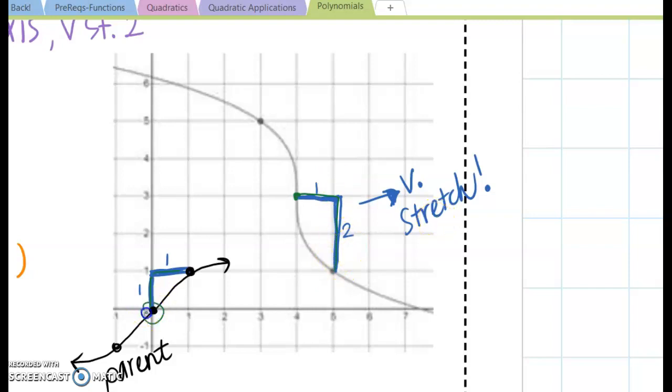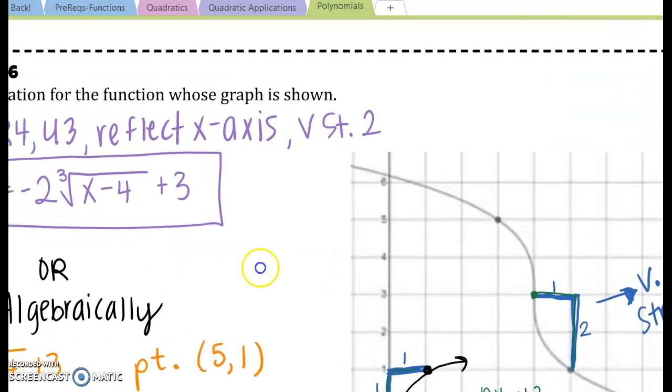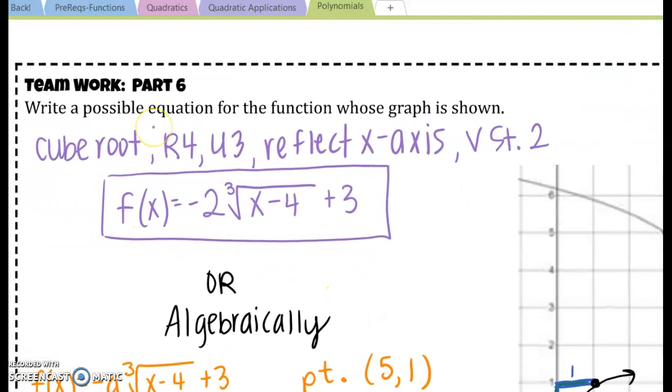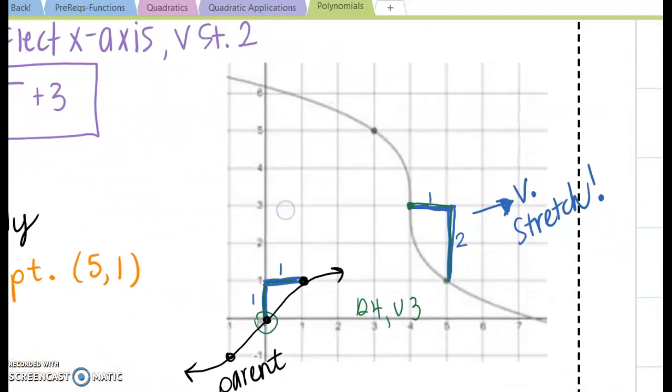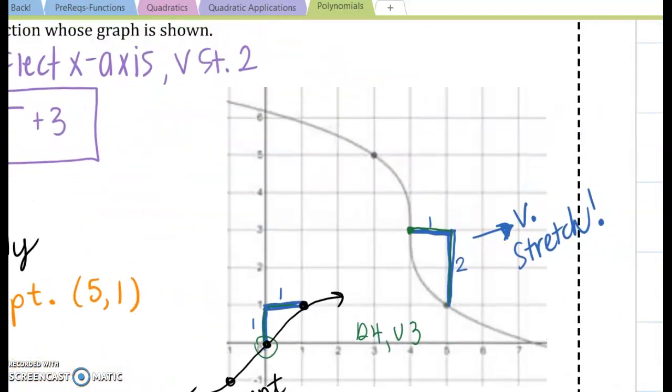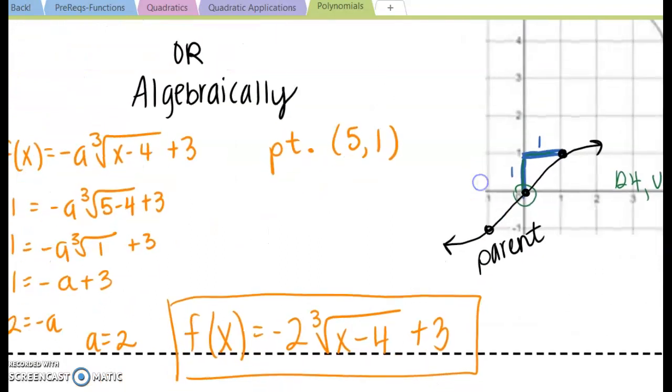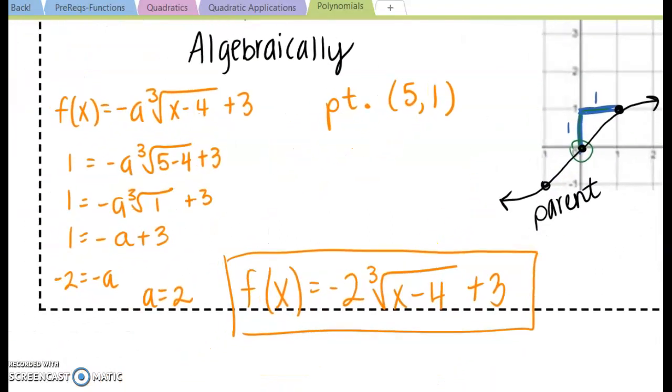I can also notice this is my origin. Its shift was right 4 up 3. That means I go right 4 up 3. So transferring that to an equation, I would see the cube root of negative 2 times (x minus 4) plus 3 based on that picture. Okay, it reflects the x-axis because I noticed that the ends of my graph actually switch directions. This is also a way you can do it algebraically.